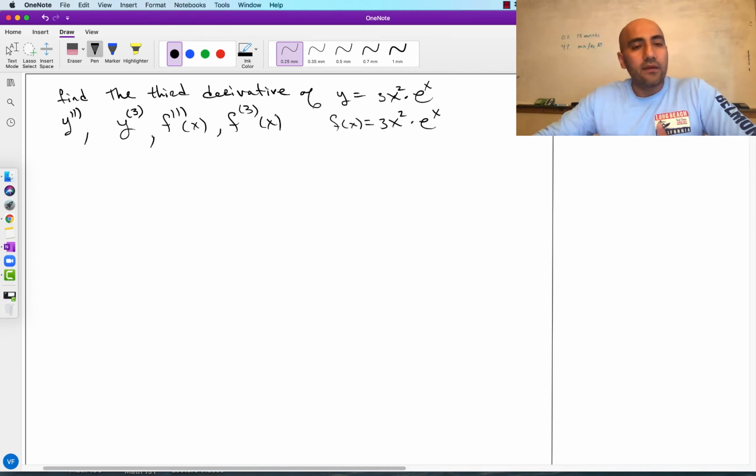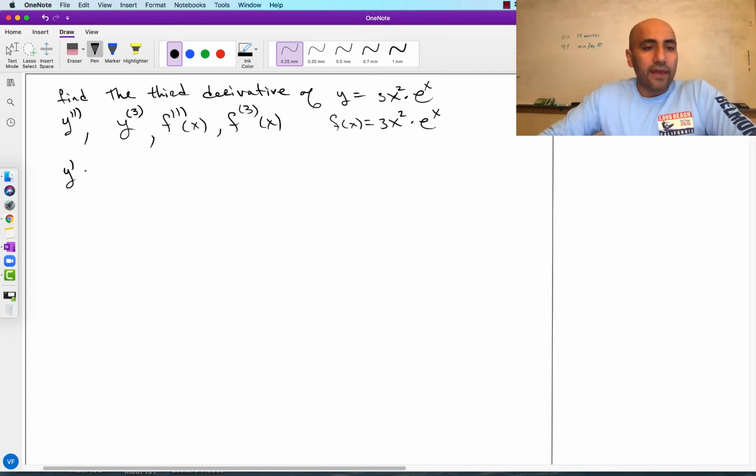Not yet anyway. That's an interesting question in math, right? What would be a way to skip the first and the second derivative and jump right to the third derivative? Well, that's fun for another day. But for now, all we know how to do is go in order. Okay, so the first thing we have to do is find that first derivative.